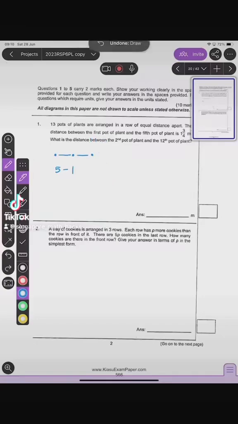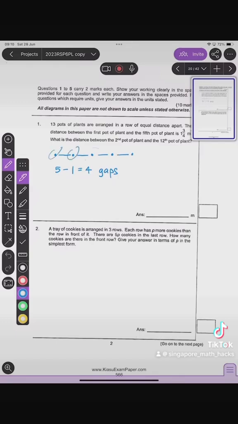One will give you the number of gaps between the first plant and the fifth plant. So between the first pot and the fifth pot, there are altogether 4 gaps, because you need 5 points to produce 4 gaps. Okay, if you don't believe, you draw 5 points. So you have 1, 2, 3, 4, 5 points, but you only have 1, 2, 3, 4 gaps.